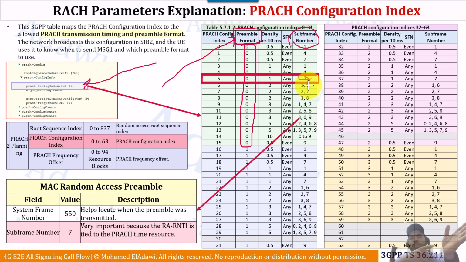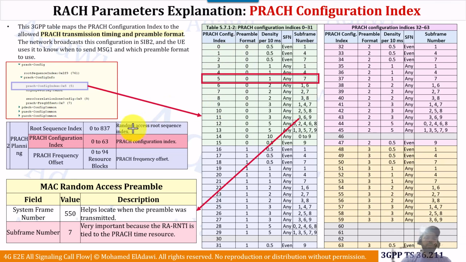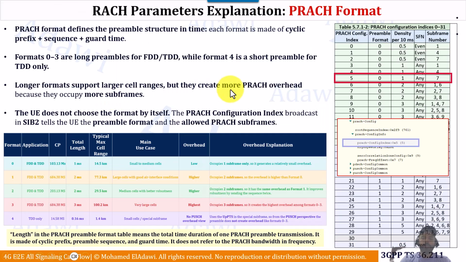For example, in the previous slide I showed 2 milliseconds. Now I need to know whether it will be 1 millisecond, 2 milliseconds, or 3 milliseconds, how long. So this is based on the preamble format. So now let's move to the preamble format, which is in the next slide, to explain it more.